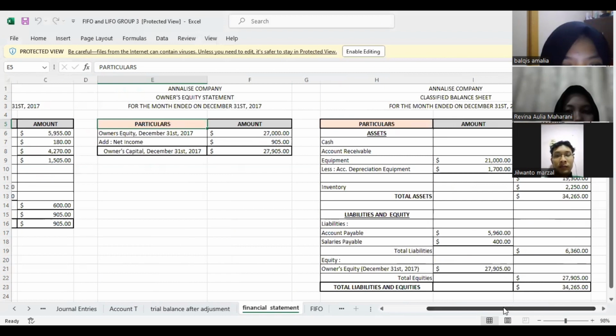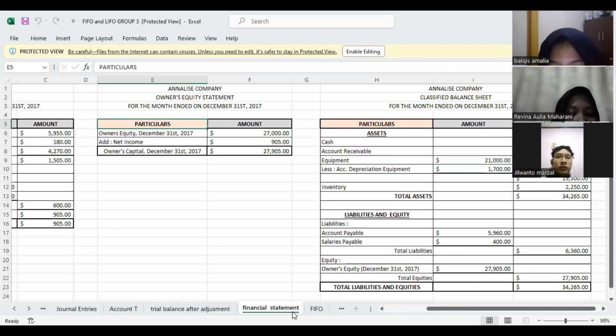And after that, we have Analyst Company's owner's equity statement for the month ended December 31st, 2017. The particulars, the first one is owner's equity, December 31st, 2017, the amount is $27,000. We add the net income, the previous net income, about $905. It will be owner's capital for December 31st, 2017, $27,905.